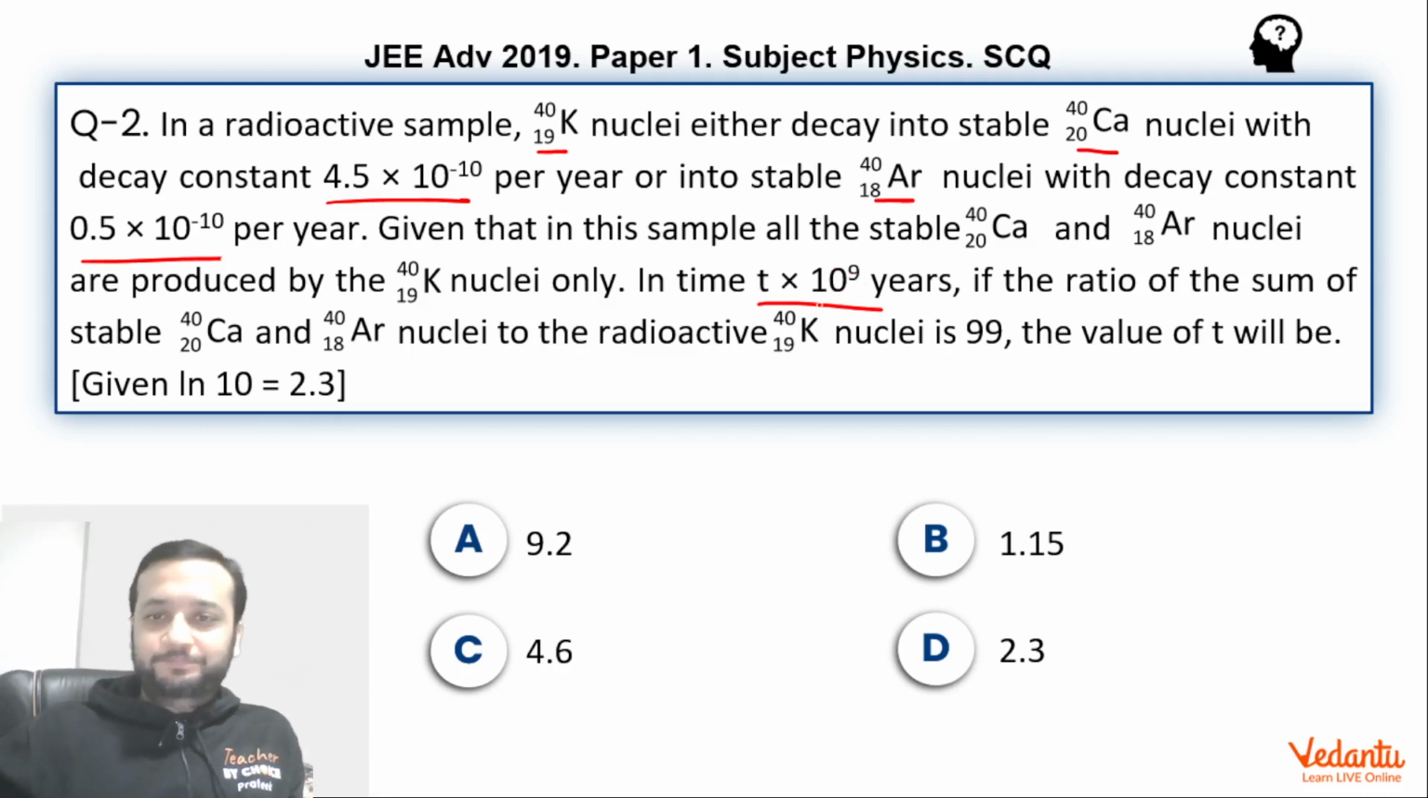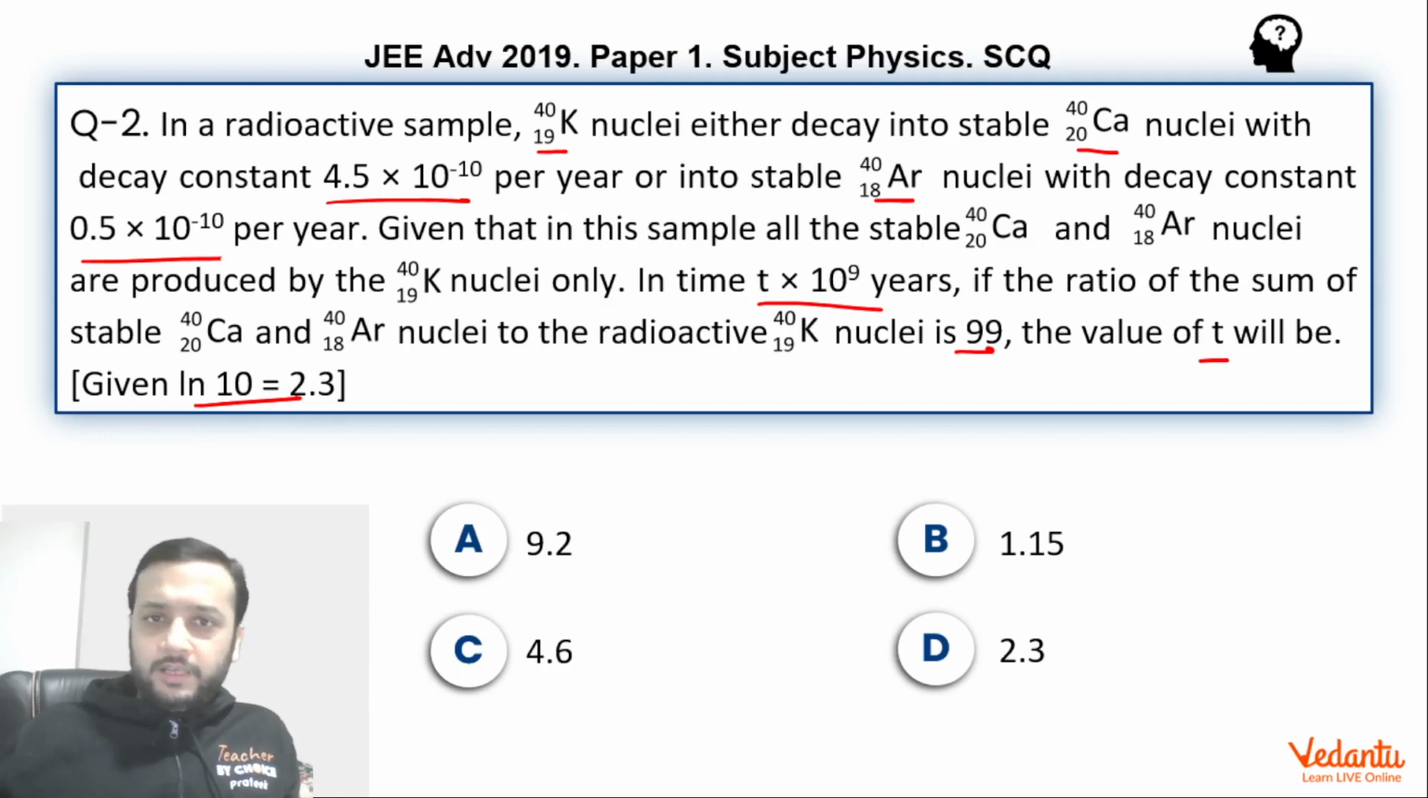So after this much time, if we take the ratio of the total sum of the nuclei of calcium and arsenic to the total number of undecayed potassium, that is 99. That means if we take the ratio of the sum of the total nuclei of calcium and arsenic produced to the undecayed potassium left, the ratio is 99. So we have to find the value of T using this data. Value of ln10 has been given to reduce the calculation. So very simple question, as I told you.